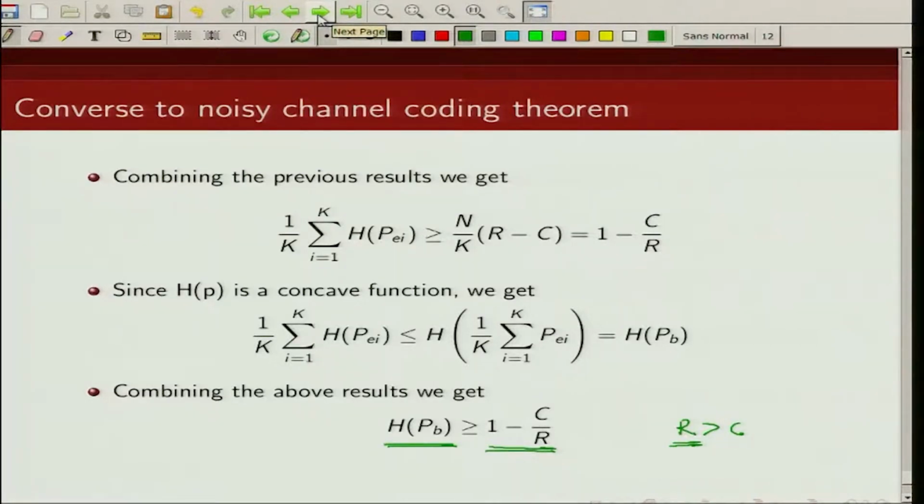So with this, we will conclude our discussion on the noisy channel coding theorem.